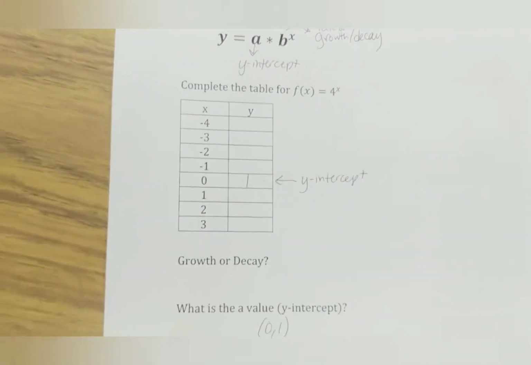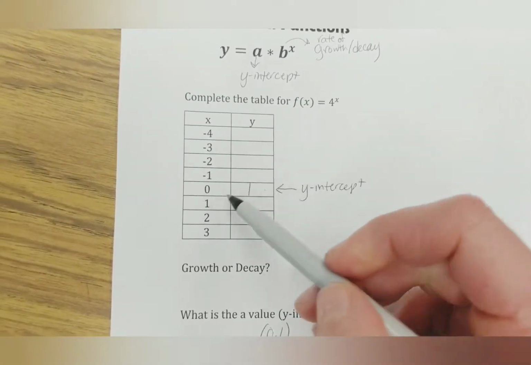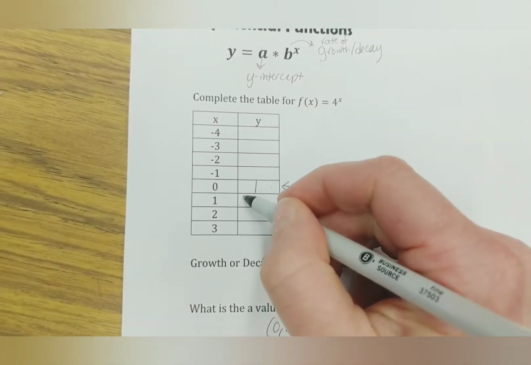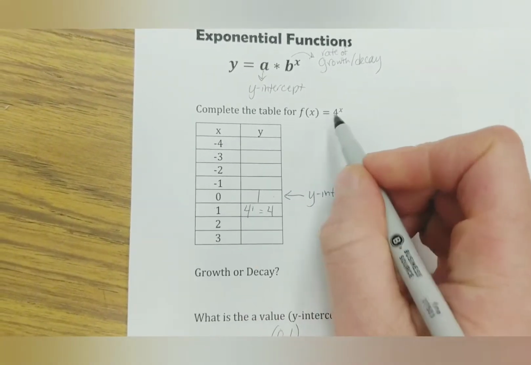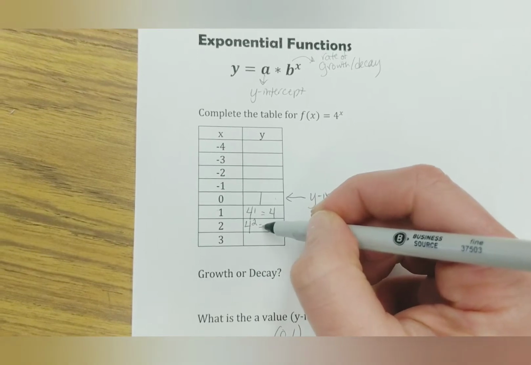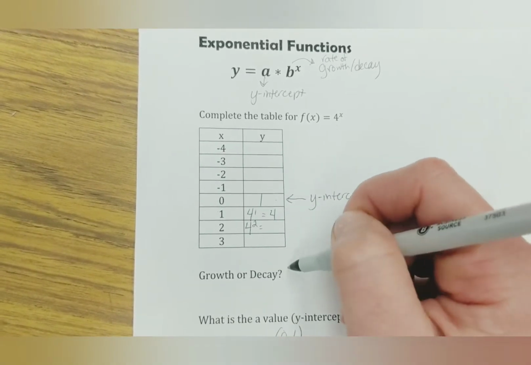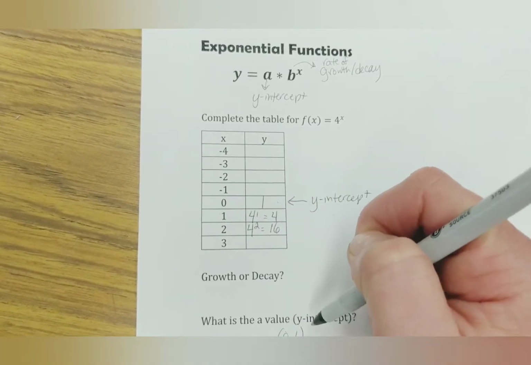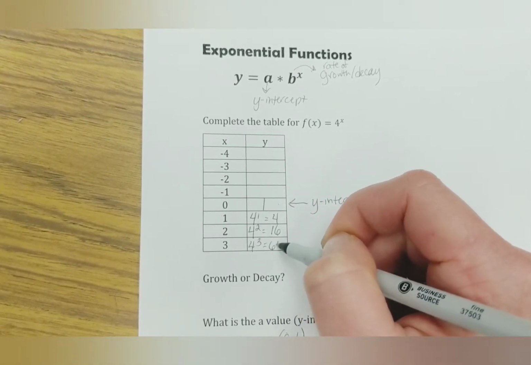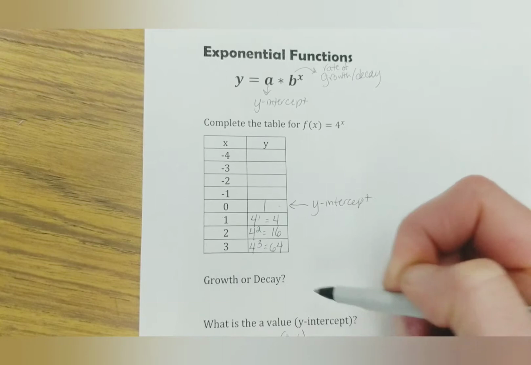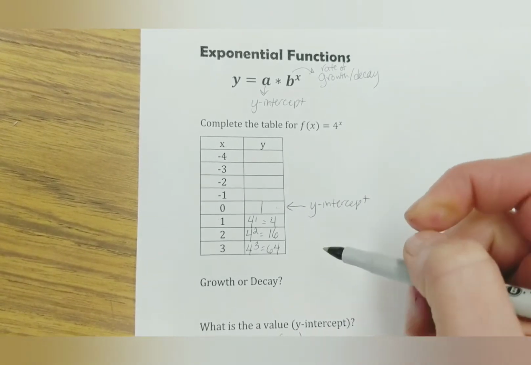All right, well, with the other values, anything to the first power is itself. So this would be 4 to the first power, which is 4. Okay, if x is 2, our answer is going to be 4 to the second power, which is 4 times 4, or 16. All right, and then we'd continue. 4 to the third, 64. And of course, you can use your calculator to help if you're having trouble.